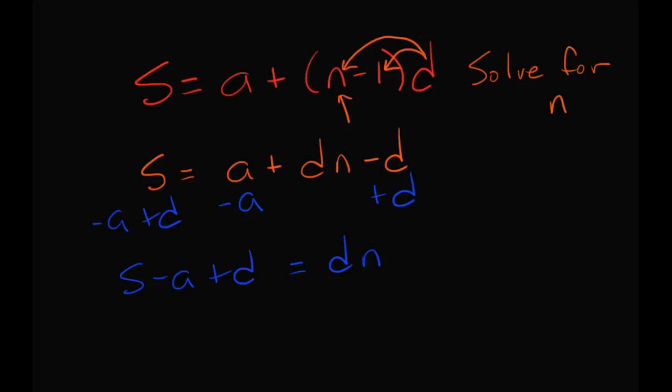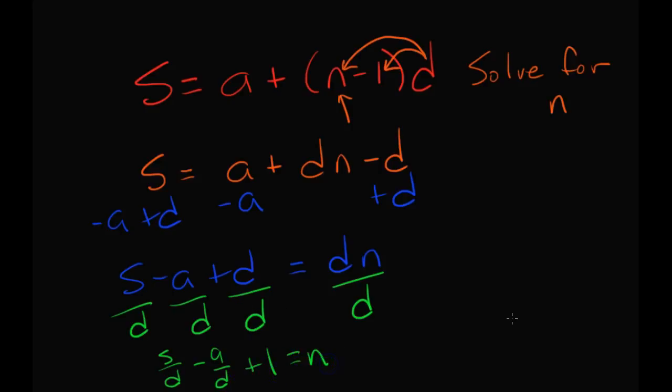Now we have our term alone. We need to get our variable alone. So we need to solve for n. So we have some choices here. We can divide everything over here by d. And if we do that, we get s over d minus a over d, and what's d divided by d? That's 1. So this is one of our answers, s over d minus a over d plus 1. That's a possible solution to this problem.